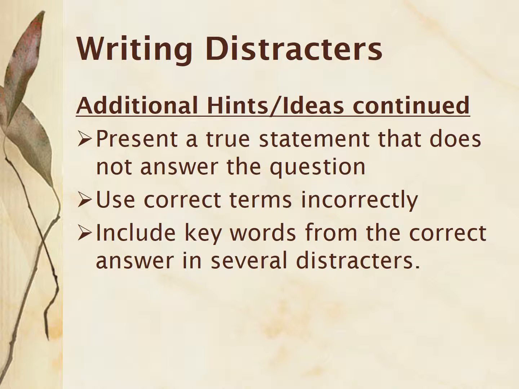Include an alternative that is true, but does not have anything to do with the question. Another common type of alternative is one where a correct term is used incorrectly. And finally, if a recognizable key word appears in the correct answer, it should appear in some or all of the distractors too.